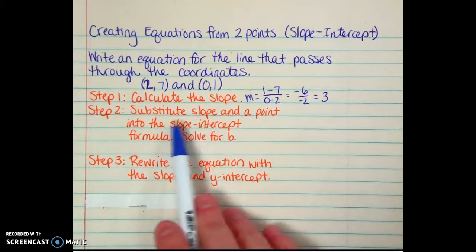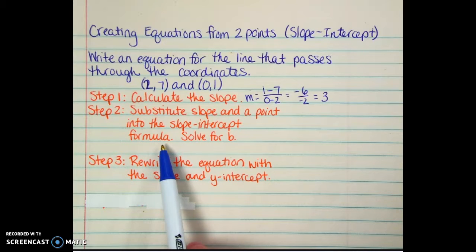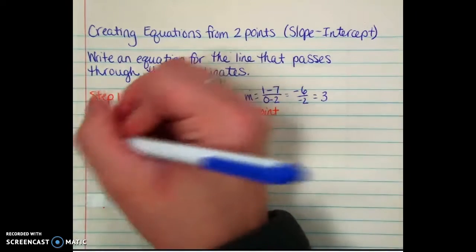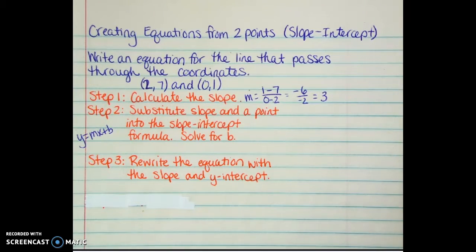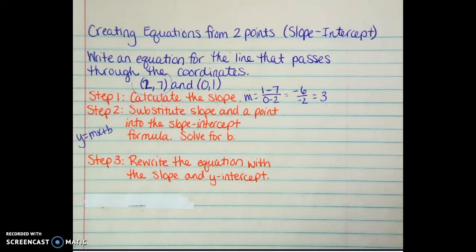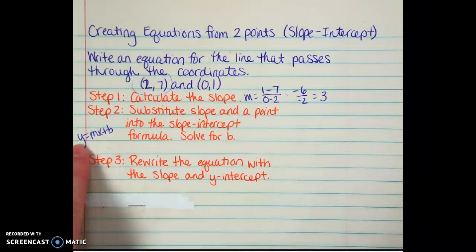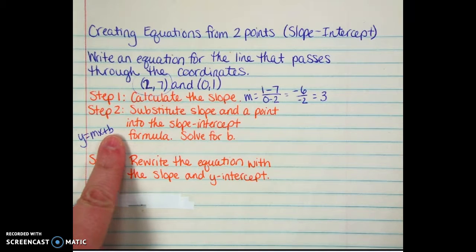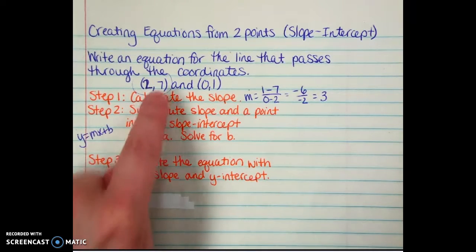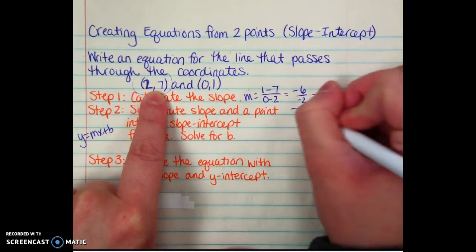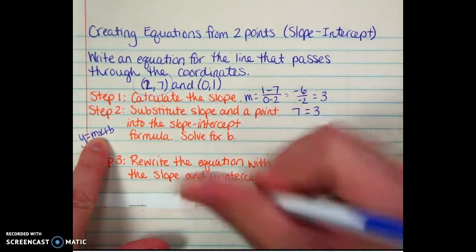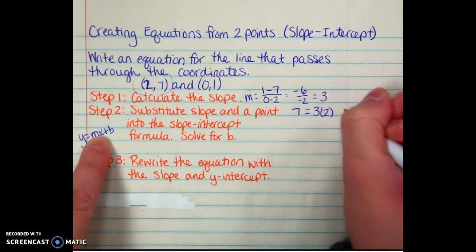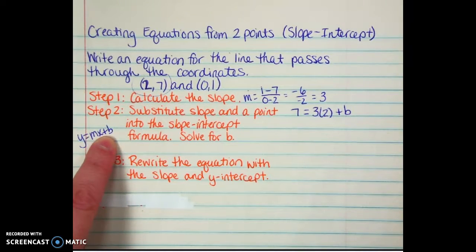For step 2, you're going to substitute the slope and a point into the slope-intercept formula, and you're going to solve for b. Hopefully you remember the slope-intercept formula is y equals mx plus b. What I usually do is substitute in the first point just to keep it simple. So into this equation, I'm going to plug in the y, the m, and the x. I'm going to solve for the b. That's the only unknown. So my y in this case is 7. And then the m, I just found, that's the 3. The x is 2. And then I don't know b. That's what I'm solving for.